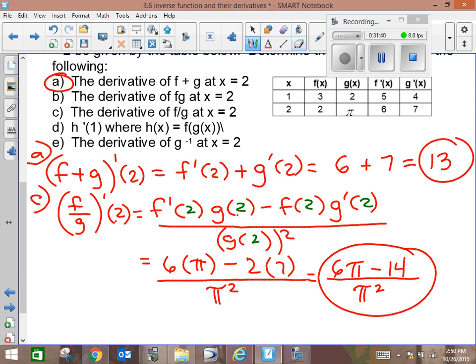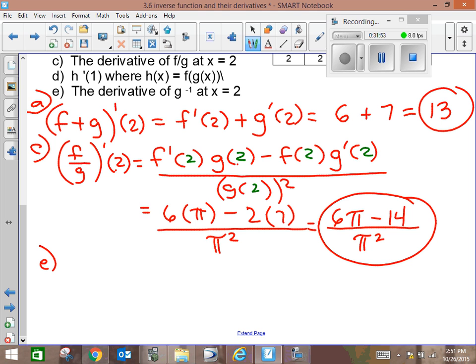Now, are you ready for a derivative of an inverse? Which one would that be? Both D and E, I think. Let's do E. It's clearly an inverse. We have to think about D. Derivative of G inverse at x equals 2. Derivative of G inverse at 2.